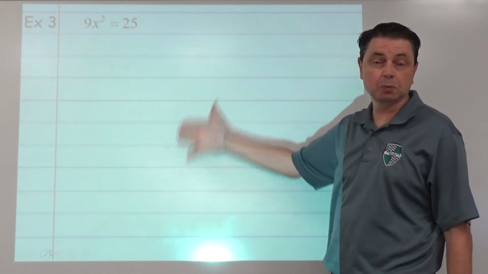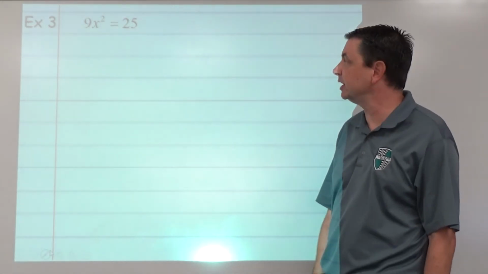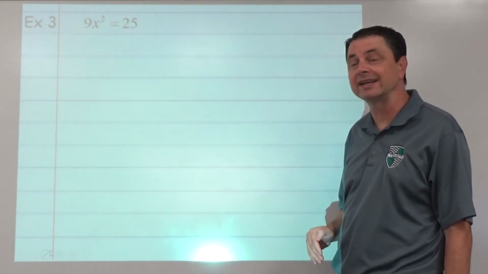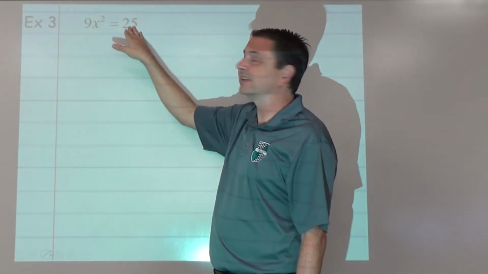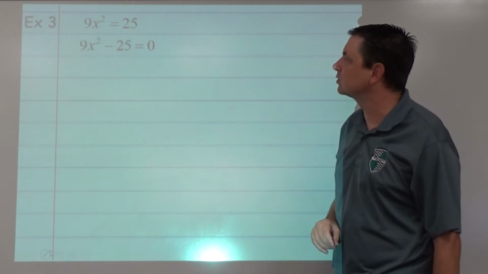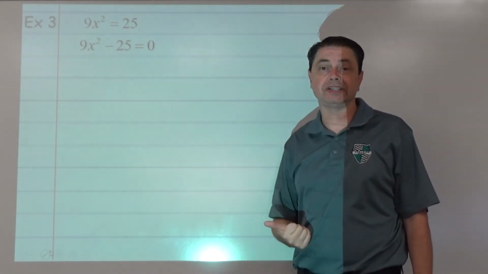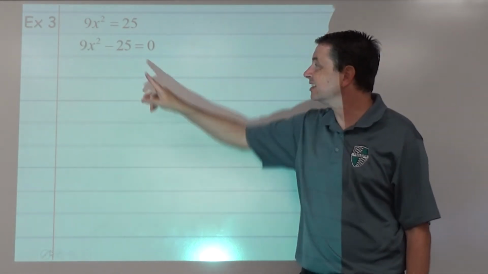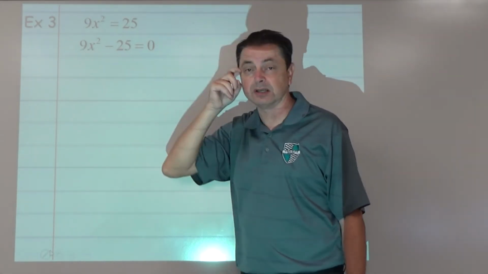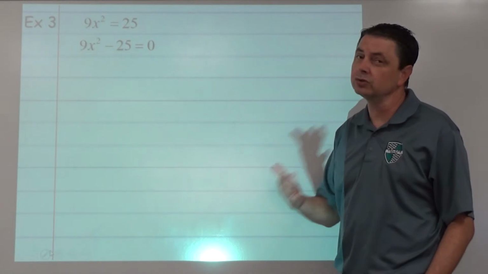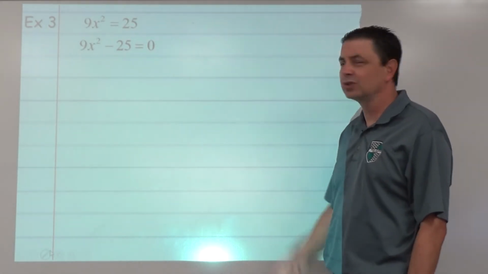Example 3 looks pretty similar. It's just a little bit different. But we do want to get one side equal to 0. Like in the 9x squared, we're going to have to get rid of the 25. We're going to subtract 25. There is no GCF. This one doesn't have an x. There's no number besides 1 that goes into 9 and 25. So there's no GCF. There's only 2 terms.